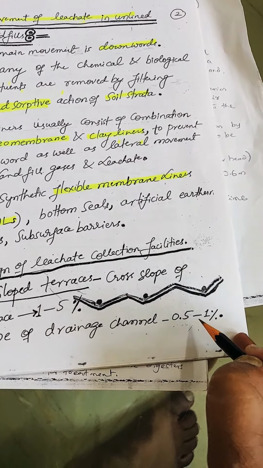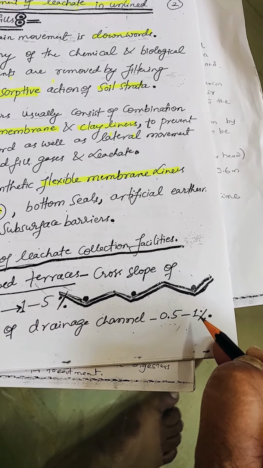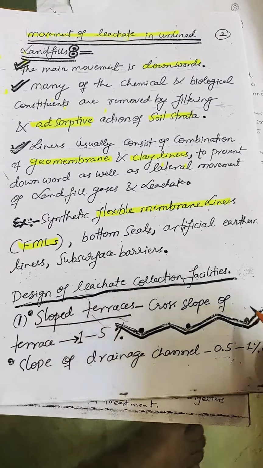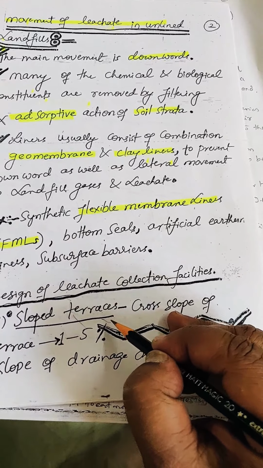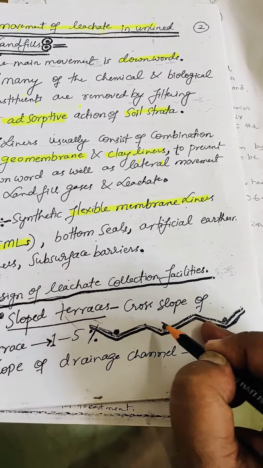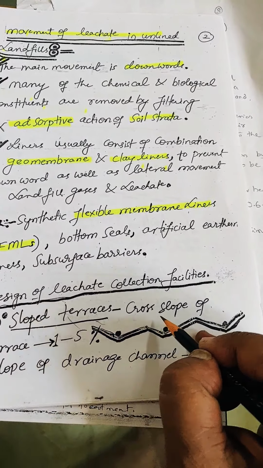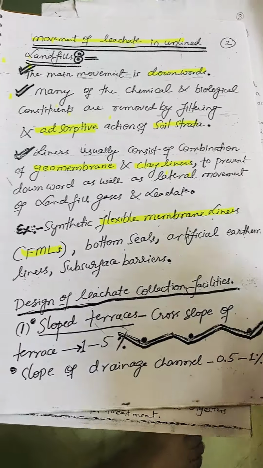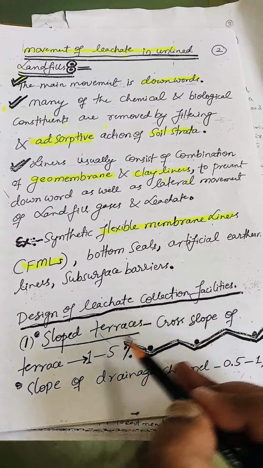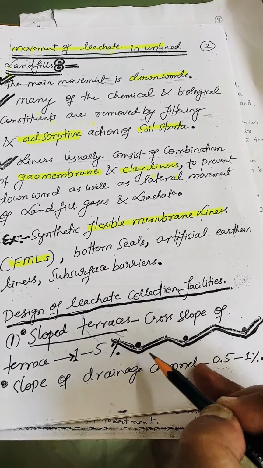They will have 0.5 to 1% slope. That is 0.5 to 1 feet per 100 feet length. And these will have micro holes. The liquid coming from the solid waste enters these pipes and it will be taken out. Above this there will be a sand fill around 1 to 2 feet, that we'll see. Design of leachate collection facilities. This is called a sloped terrace. This is slopes. So sloping is done.